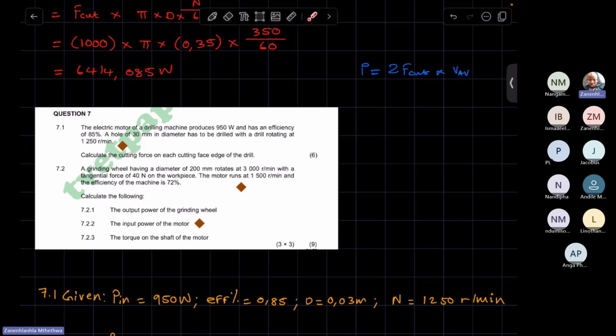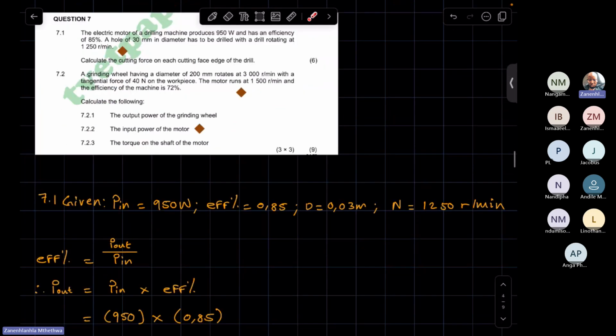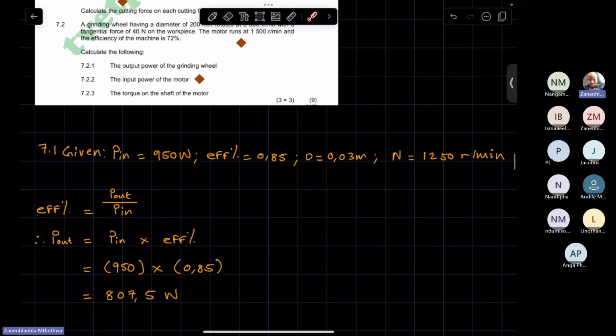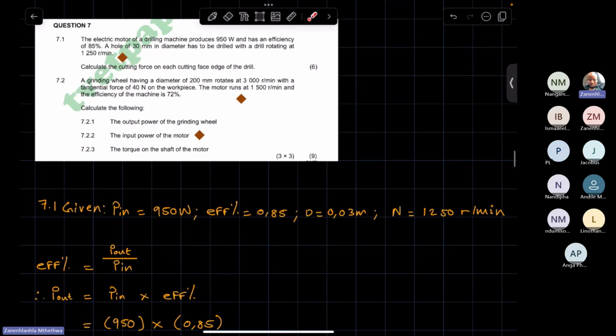Yes, sir. Right. So you have an input of 950. The drilling machine is 85% efficient, which is a clear indication you have to calculate the power output. As you know, to calculate the power output, you use the formula for efficiency, making the power output the subject of the formula. Substituting, and this is what you get for your power output for 7.1.